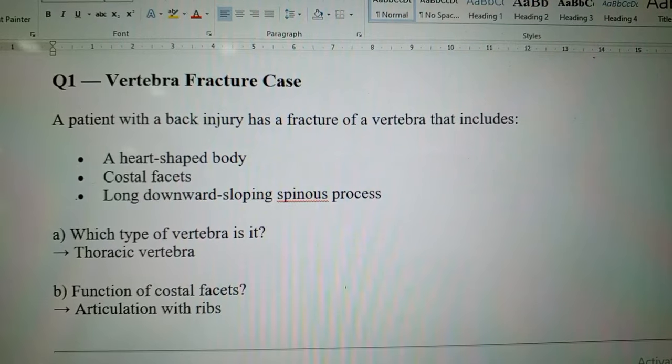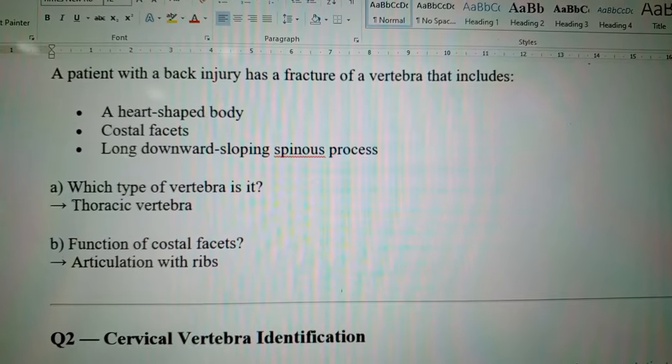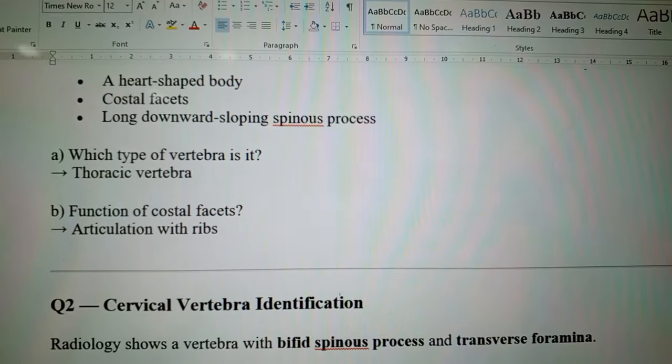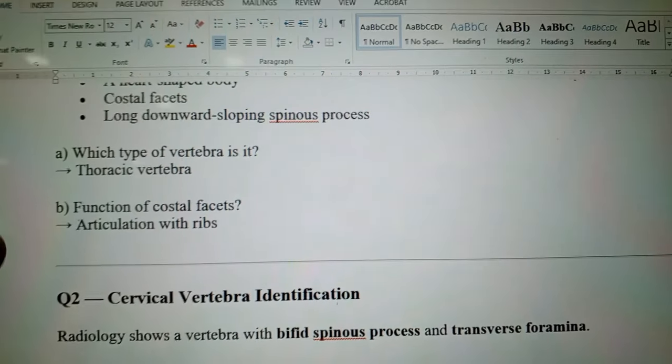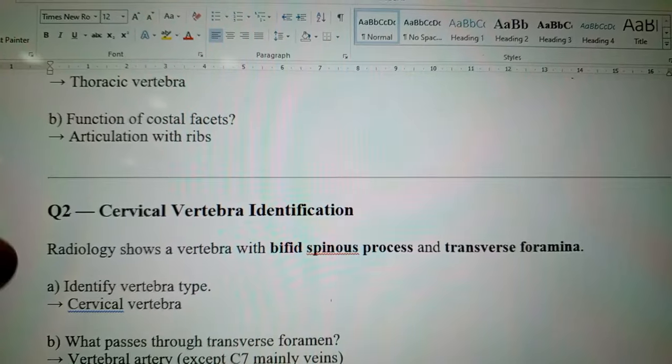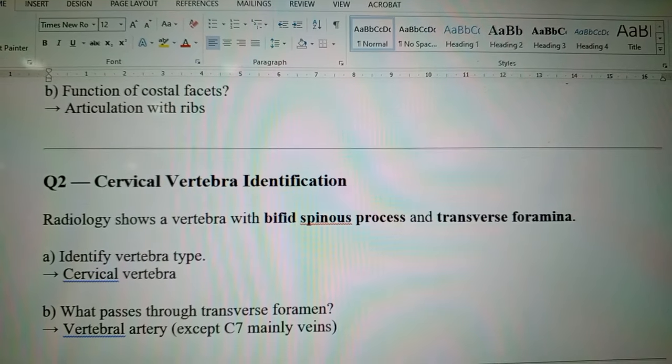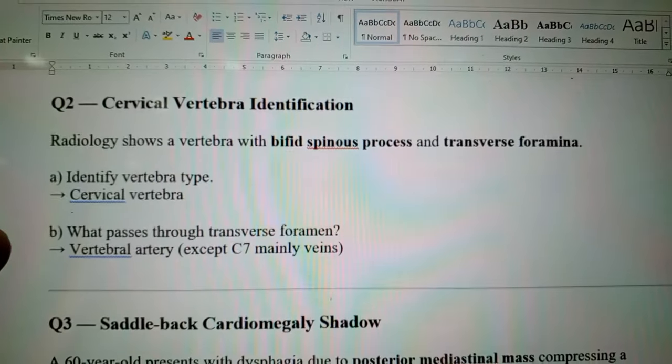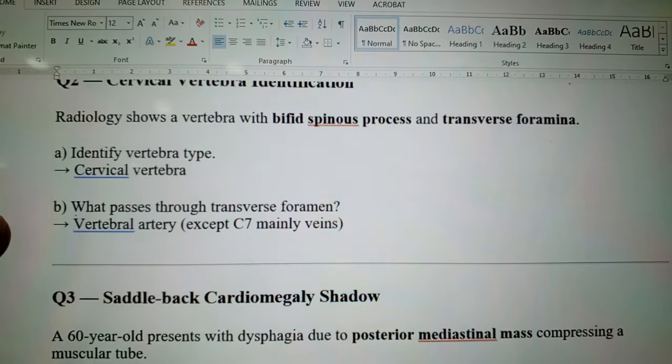Question number 1 is: a patient with a back injury has a fracture of a vertebra that includes a heart-shaped body, costal facet, long downward sloping spinous process. Which type of vertebra is it? It is thoracic vertebra. What is the function of the costal facet? Articulation with the ribs.